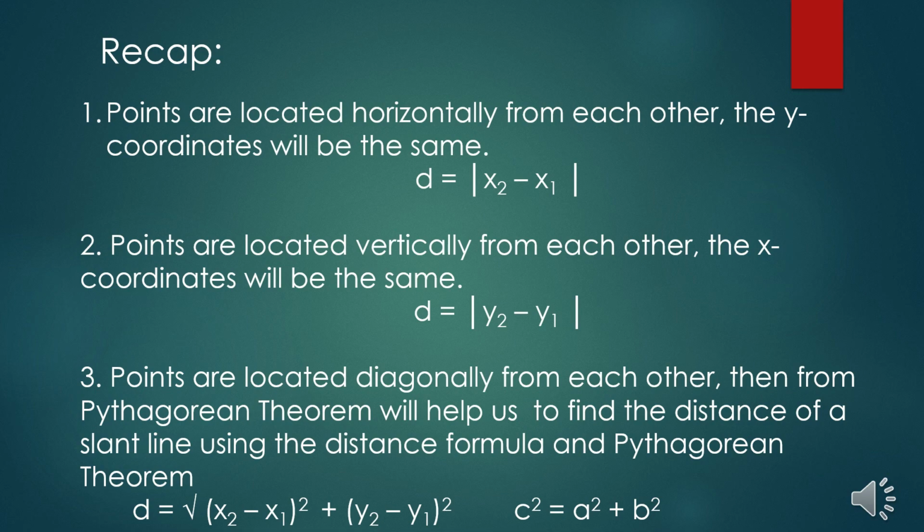Number 3, points are located diagonally from each other. Then the Pythagorean theorem will help us to find the distance of a slant line or a diagonal line using the distance formula. And that is d is equal to the square root of quantity x sub 2 minus x sub 1 squared plus quantity y sub 2 minus y sub 1 squared. And a way of checking is by using the Pythagorean theorem, and that is c squared is equal to a squared plus b squared.